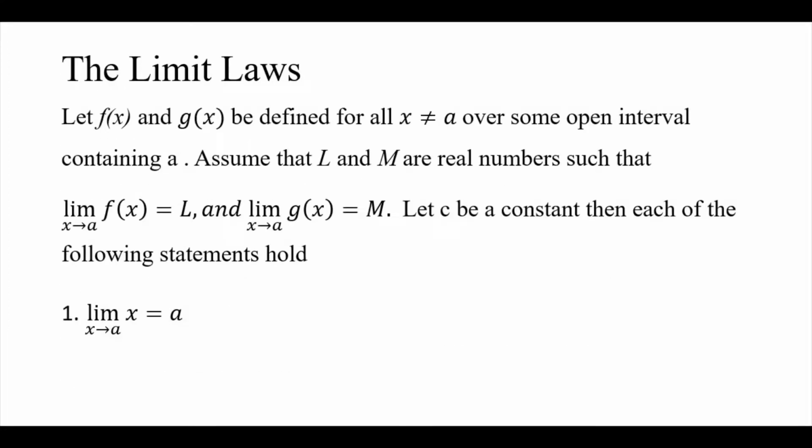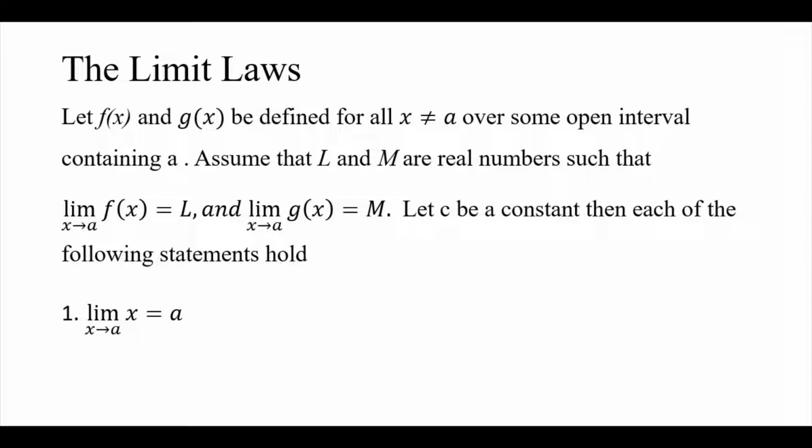If we have a function f(x) and g(x), and both are defined for all of the x's that are not equal to a over some open interval containing a, assume that L and M are real numbers such that the limit of f(x) as x approaches a is equal to L, and the limit of g(x) as x approaches a is M. Let c be a constant. Then each of the following statements hold.